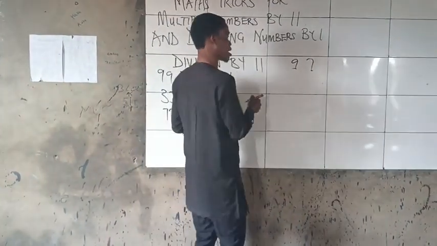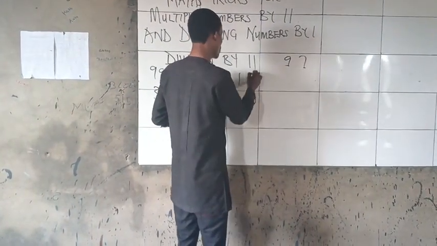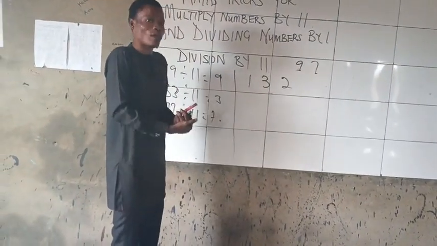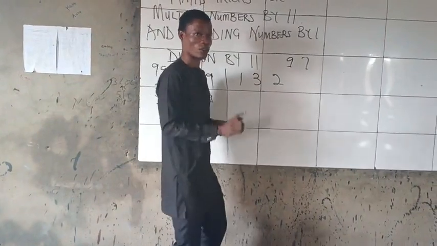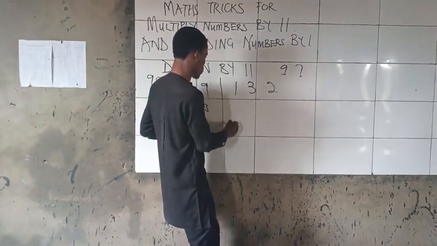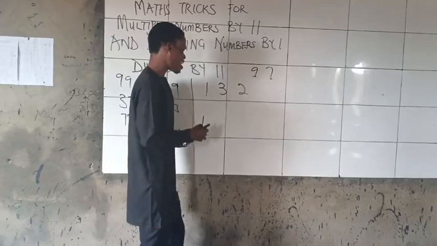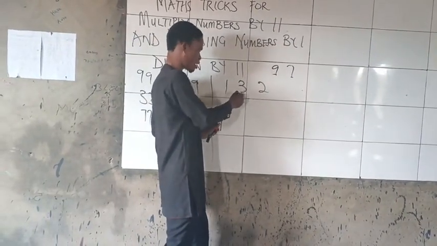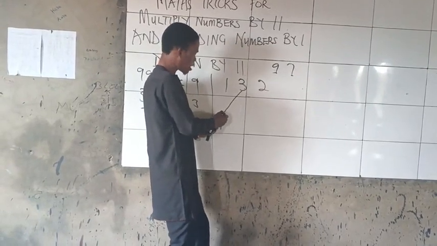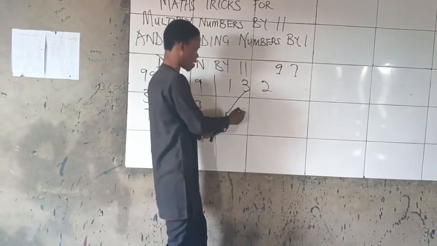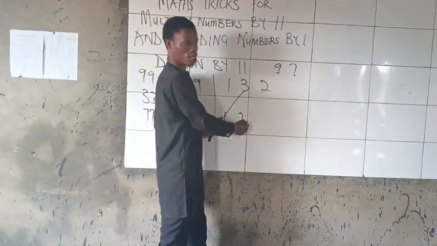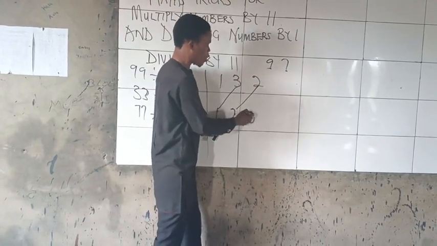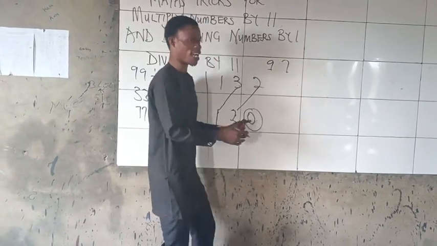Now, how about something more interesting, let's say 132. I want to divide this by 11. The rule is this: bring down the first number, and then subtract it from the next number. So 3 minus 1 is 2. And then the next 2 minus 2 is 0. We get 0, and the 0 here is the remainder.